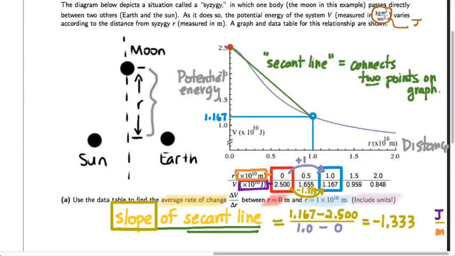A physicist could actually tell you that joules per meter are actually a unit of force. A joule per meter is actually a newton. We don't have to know that. For this problem, we just have to know that that's where our units come from. We divide the units of the vertical quantity by the units of the horizontal quantity. So the average rate of change here is negative 1.333 joules per meter.